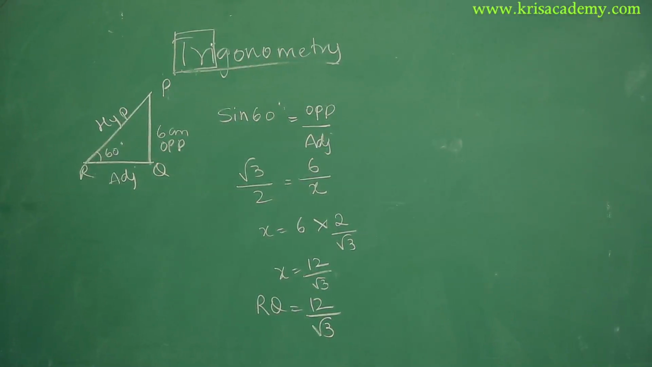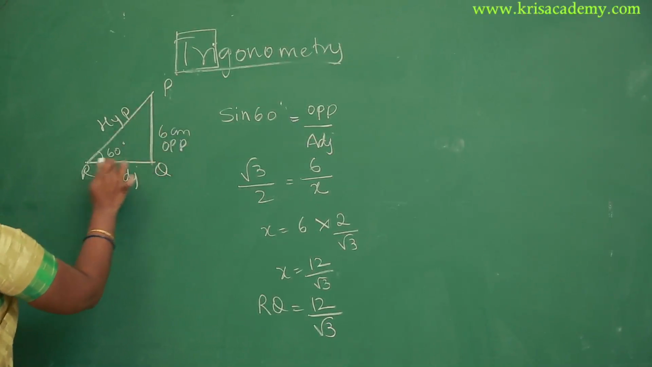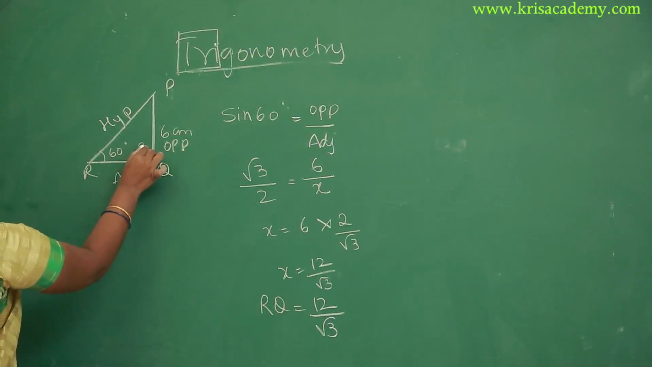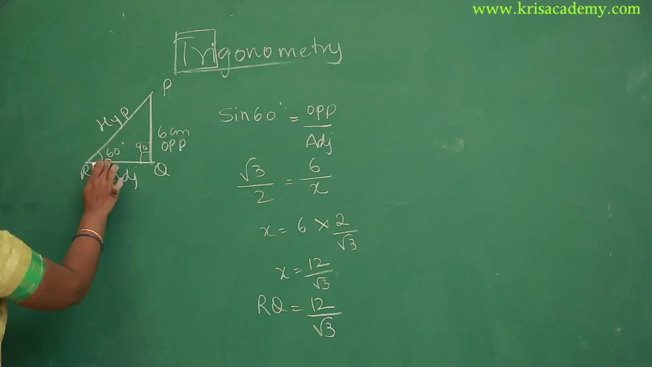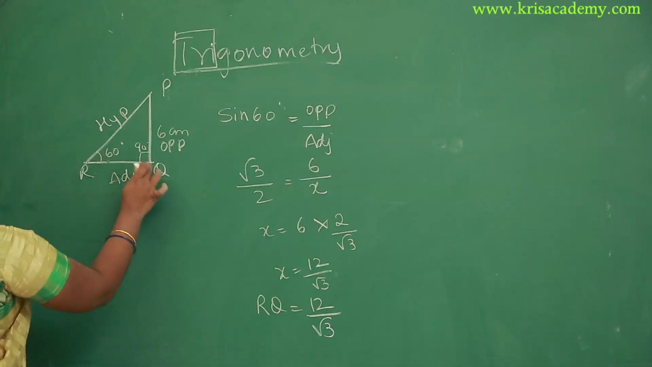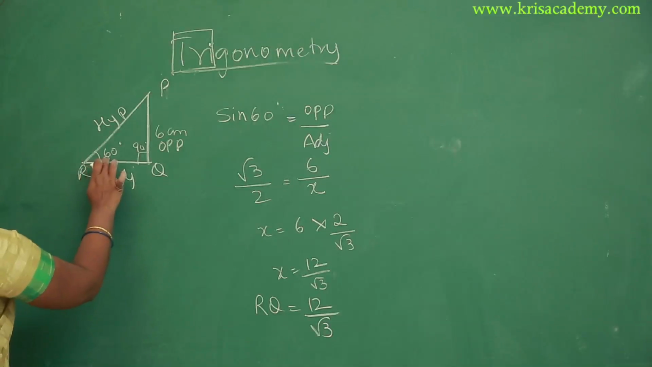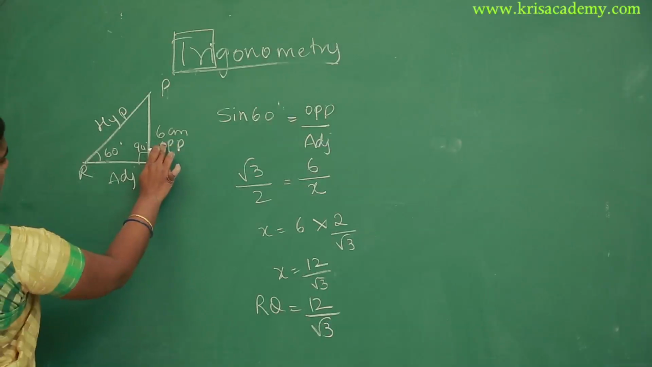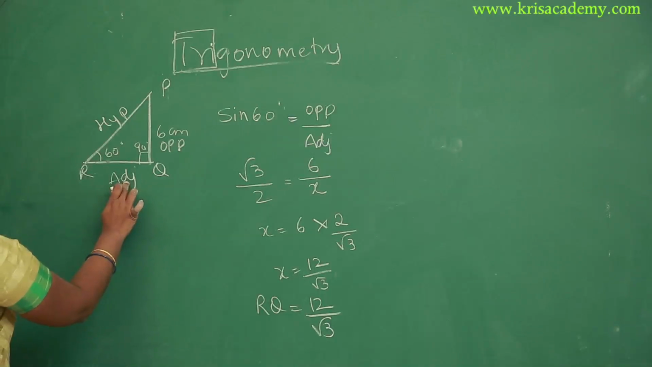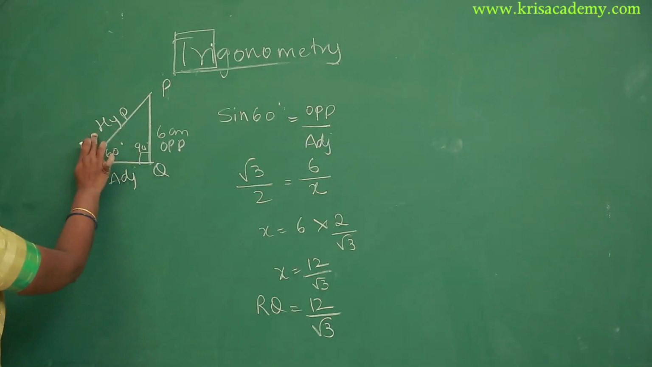So next one, they have given a right angle triangle PQR. Angle Q is 90 degrees, angle R is 60 degrees. So they are asking you to find the QR length. The side opposite the angle is the opposite side, the side next to the angle is the adjacent side, and opposite the 90 degrees is the hypotenuse.